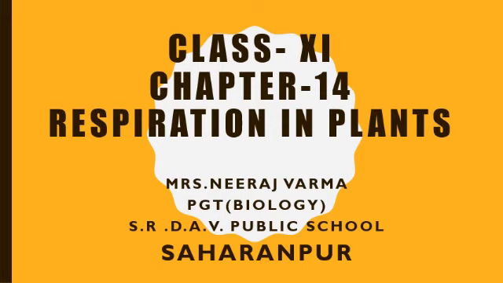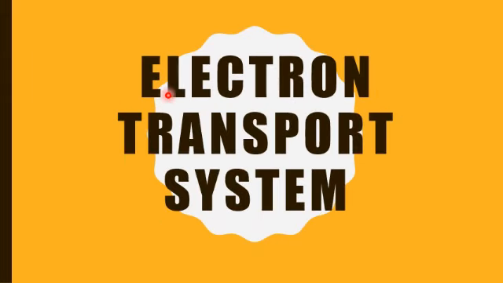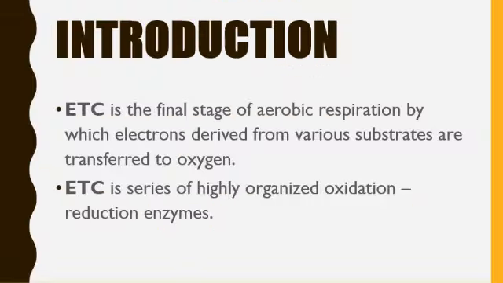Today we are going to continue with our chapter Respiration in Plants. In our previous sessions we discussed glycolysis and the Krebs cycle, and today we are going to discuss the electron transport system. So what is the electron transport system? The electron transport chain is the final stage of aerobic respiration, by which electrons derived from various substrates are transferred to oxygen.